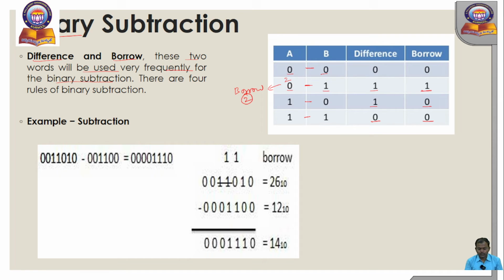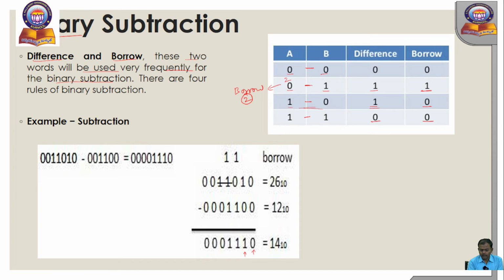So this is how you can perform subtraction. The given number is 11010 and another number is 1100. You can take 0 minus 0, so the difference is 0. Then 1 minus 0, so the difference is 1.